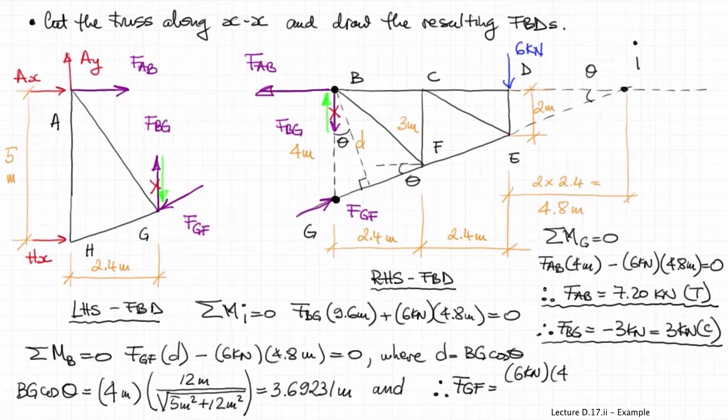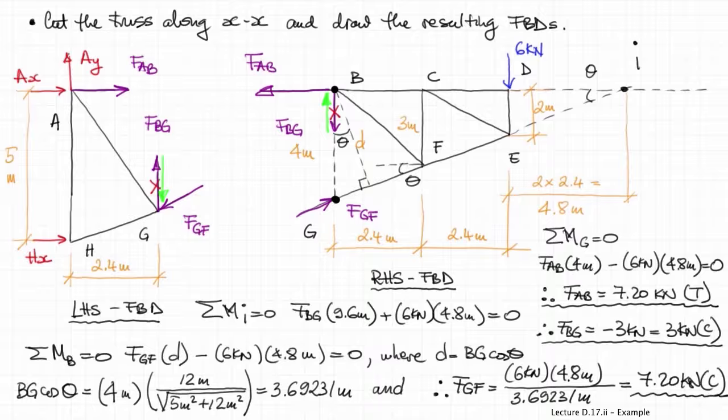And BG cos theta gives us a number, 3.69231 meters. I kept better precision so we don't lose accuracy in the end. And finally, FGF can be determined and equal to 7.2 kilonewtons, also in compression.